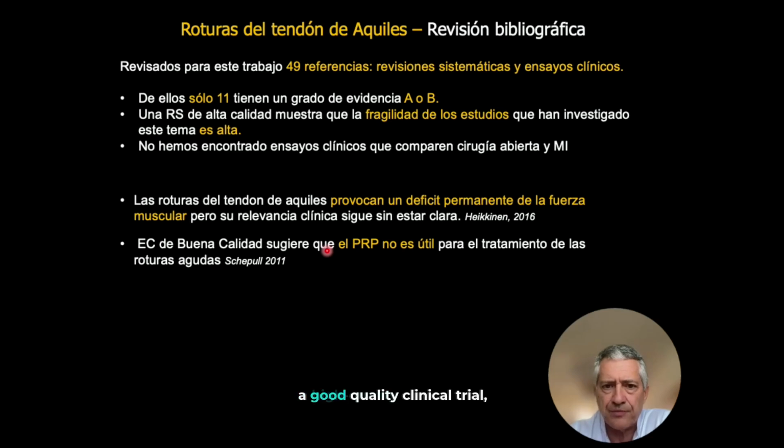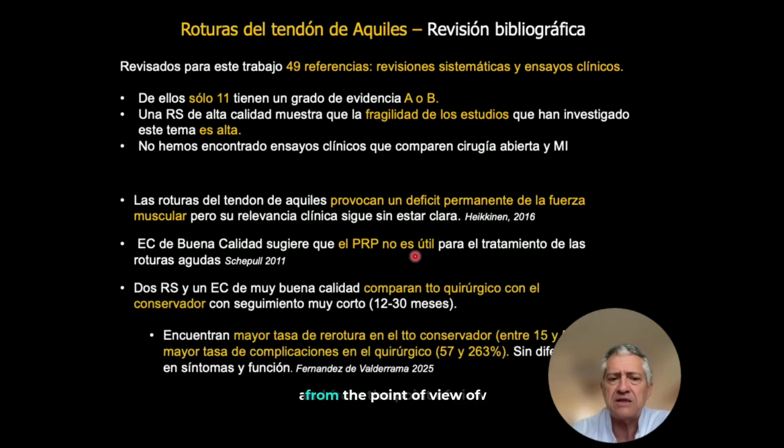A good quality clinical trial, although a bit old, from 2011, suggested at the time that plasma was not useful for the treatment of acute ruptures. And from the point of view of comparing surgical treatment with conservative treatment, despite relatively short follow-ups, less than 3 years, 2 systematic reviews and a clinical trial found what seems to be already establishing itself as a paradigm: ruptures or re-ruptures are more frequent in conservative treatments, and yet surgical treatments have fewer re-ruptures but more complications, something that seems logical.